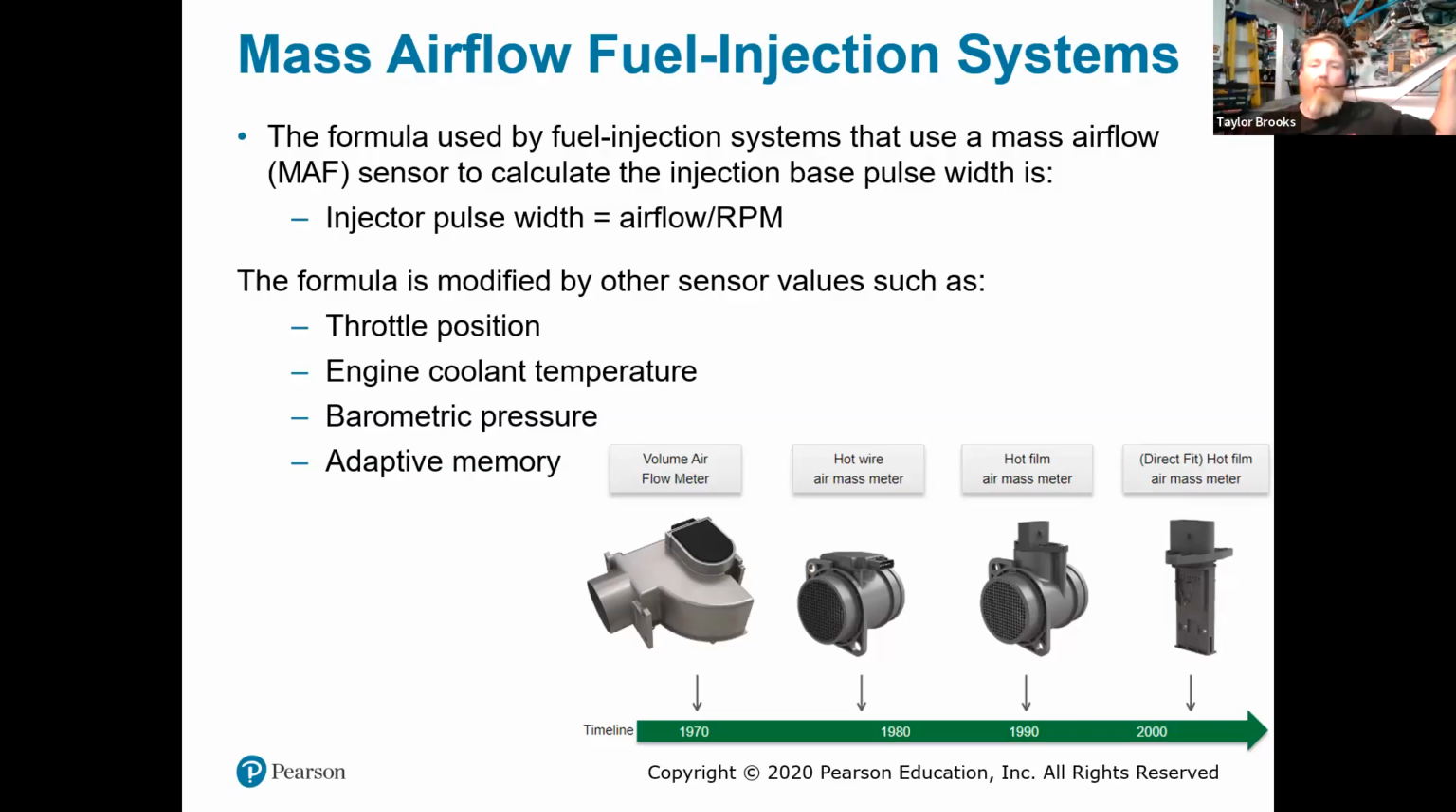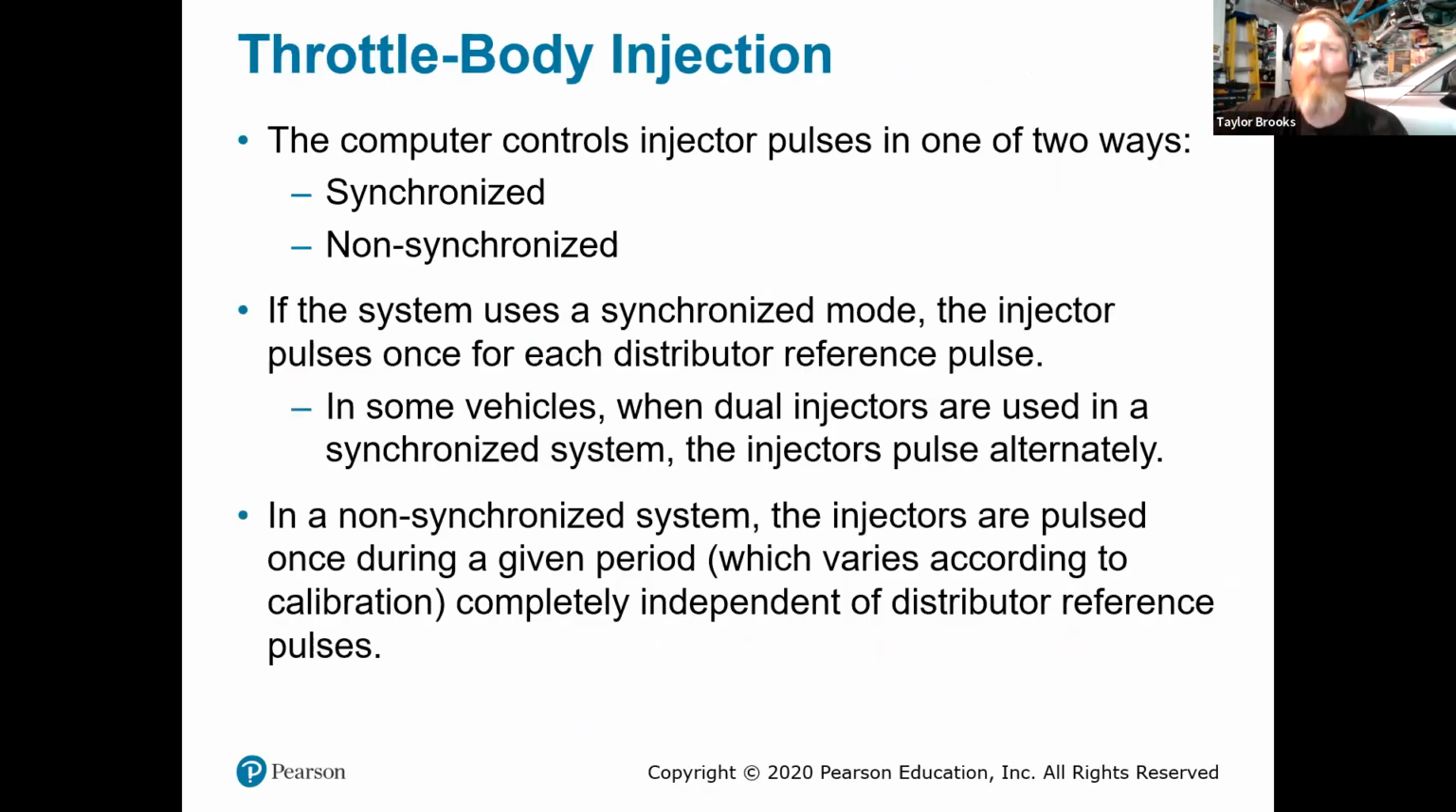But other than that one horror story, and having them get dirty on a fairly regular basis, mass airflow systems work pretty well. Now, when we look at going back to that throttle body injection, we will synchronize the firing of our fuel injectors or non-synchronize them. Most will be non-synchronized. When we synchronize this, we're going to try to pulse the injectors alternately, and that will kind of be going along with our dual plane intake manifold.